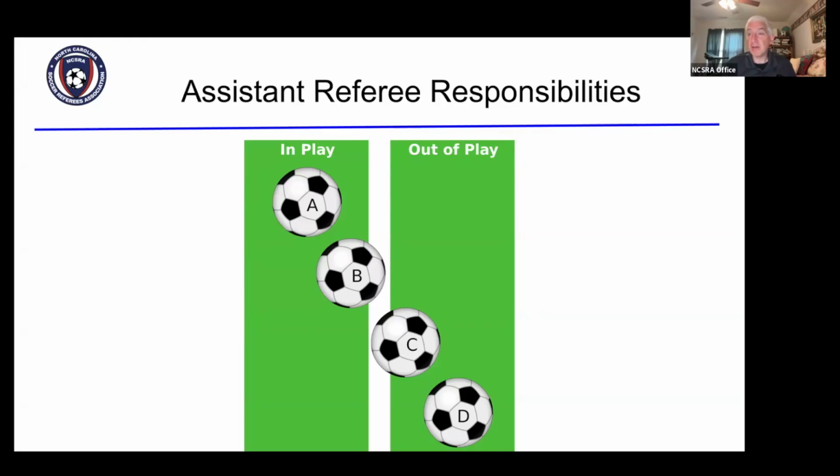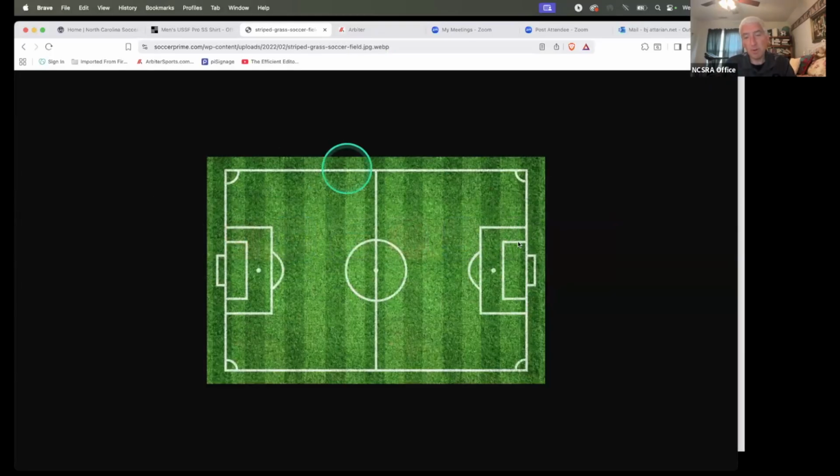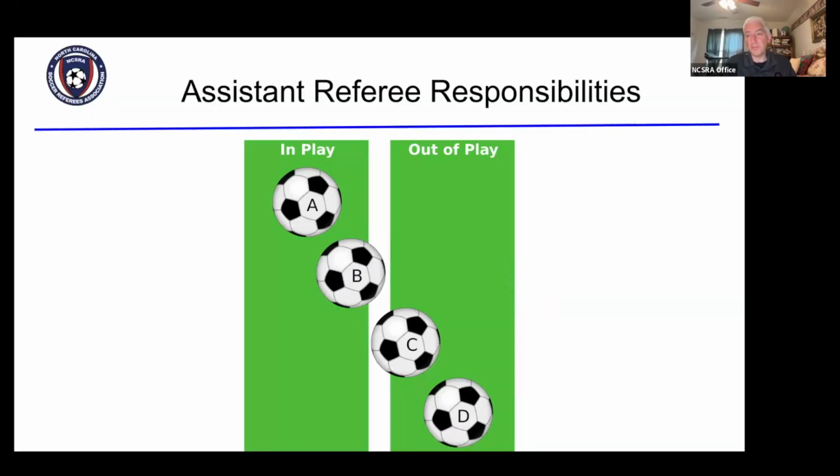Just D. Yeah, Drake, just D. D is the only one that's out of play. Now, back on our soccer field, what happens if that's this line? Which of these is a goal? Only D. That's right. Only D is the goal.